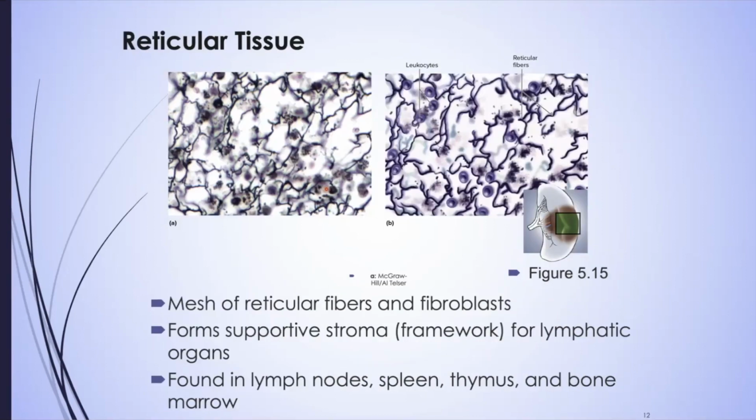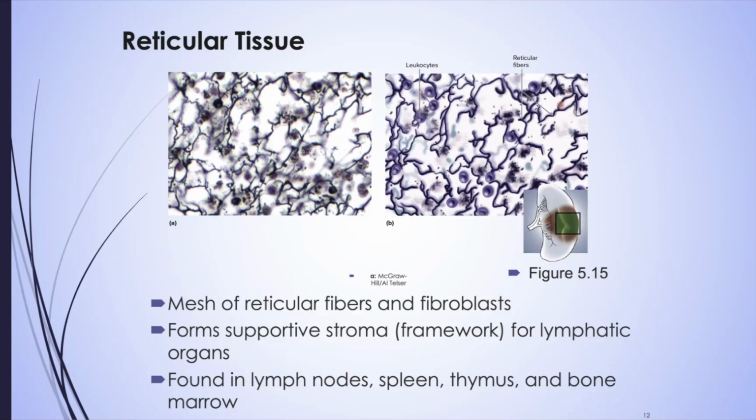So the reticular tissue. The reticular tissue is going to be made up of a mesh of reticular fibers. So it's a mesh. It's also going to include those fibroblasts. So they're going to form supportive stroma. The stroma is the framework for the organs. The reticular tissue is found in the lymph nodes, the spleen, the thymus, and the bone marrow. So let's take a peek here.